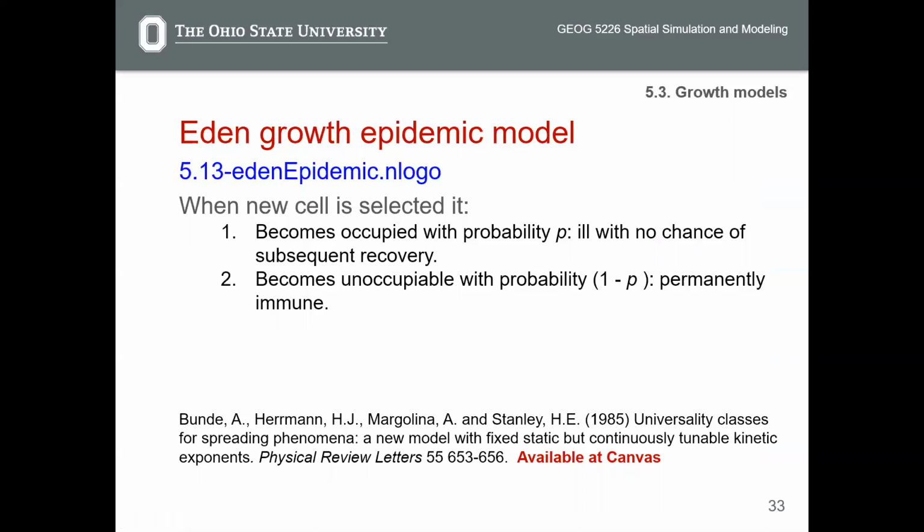And we can use the Eden growth model to simulate a lot of real world phenomena, right? Firstly, we can use it for an epidemic, for the spreading of a disease, okay? When a new cell is selected, an unoccupied cell is selected, it becomes occupied with a probability P. In the basic Eden model, if one unoccupied site is selected, then it is occupied for sure. But here, it's not for sure.